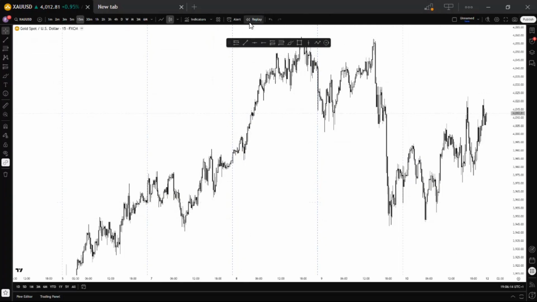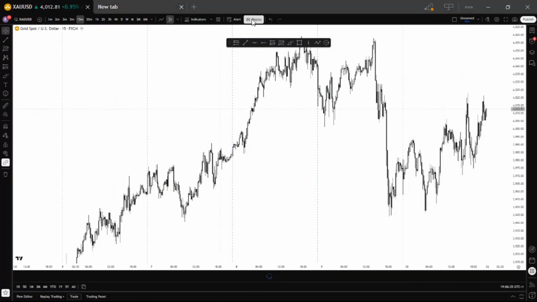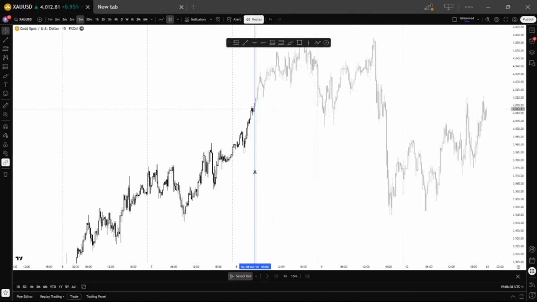So just check the top of your TradingView interface. You're going to see replay. All you have to do is click replay, and then you bring it down to where you want to take the price back to. Now it has loaded. So you just bring it back to where you want to start studying from. This is the 25th of October, and I want to start backtesting from right here.